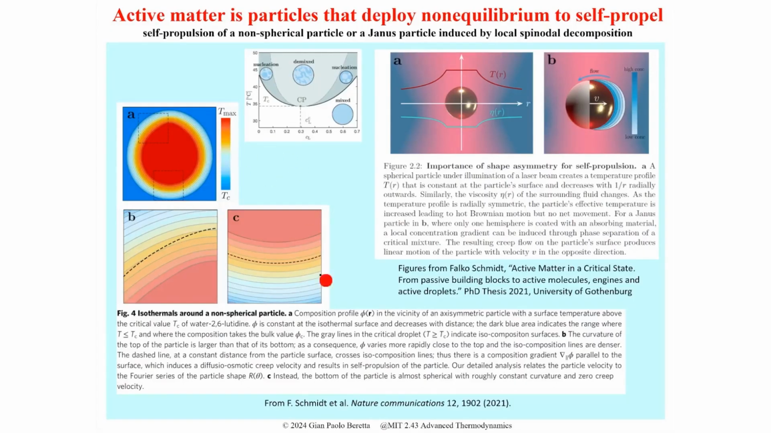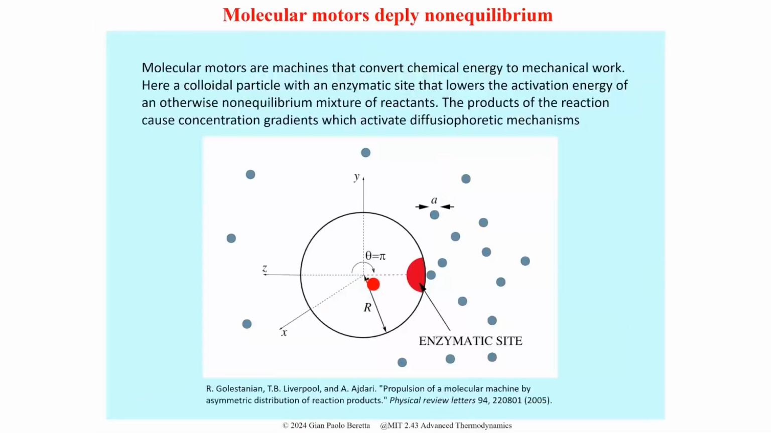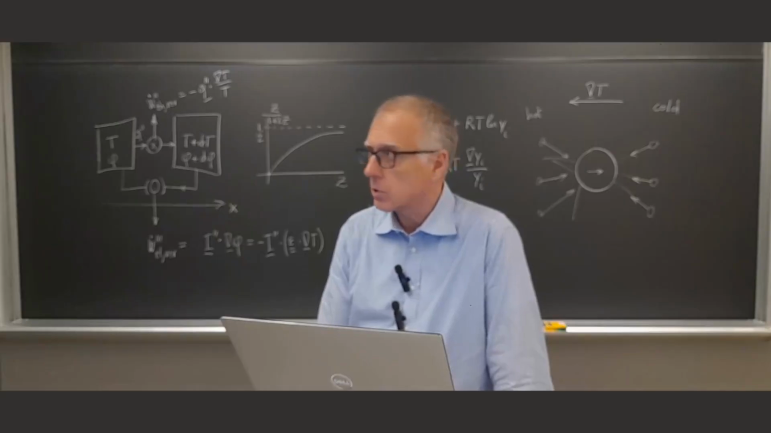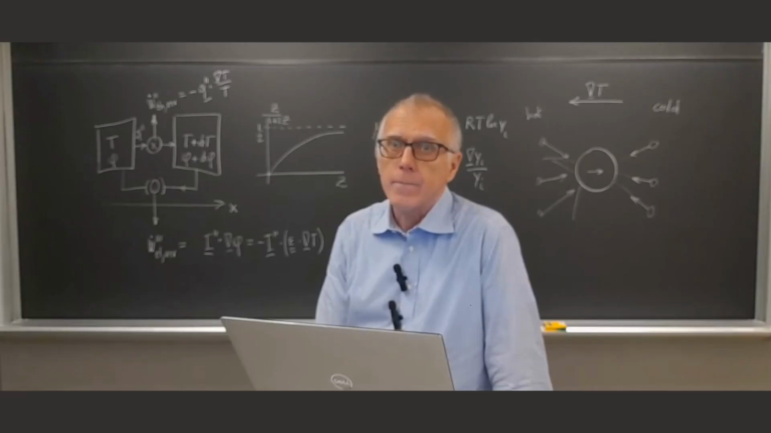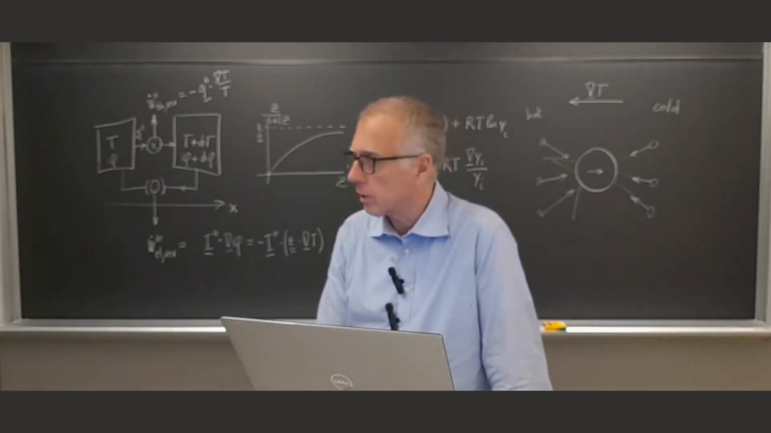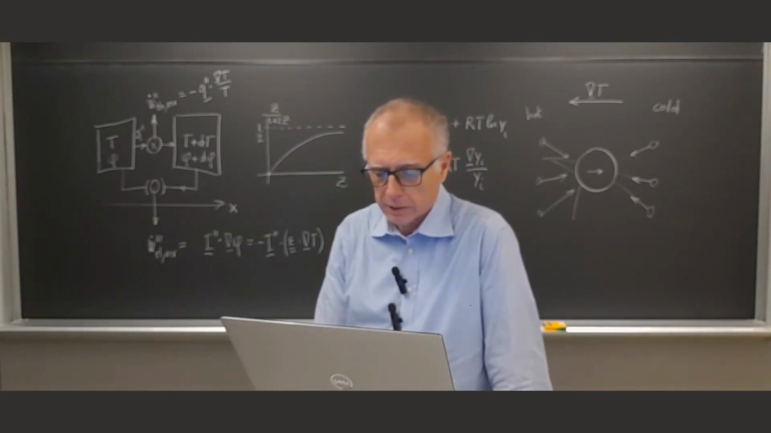Okay. So people are playing with this, because you see this is recent work. There's a lot that people are doing using these methods. Or another way to exploit or deploy non-equilibrium is what are called molecular motors, which essentially are nanoparticles that develop motion at the expense of chemical reactions.